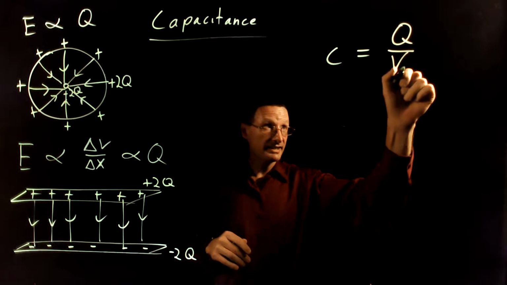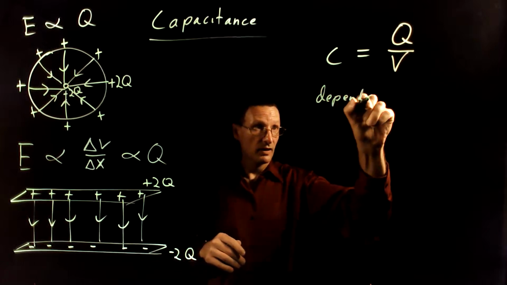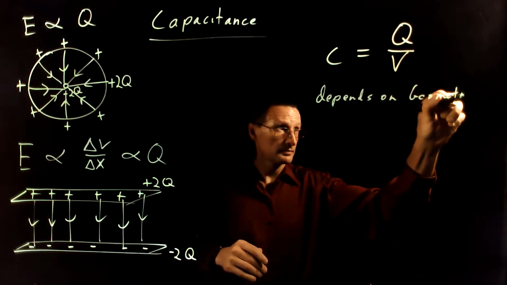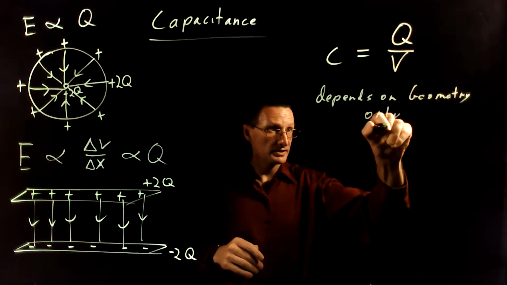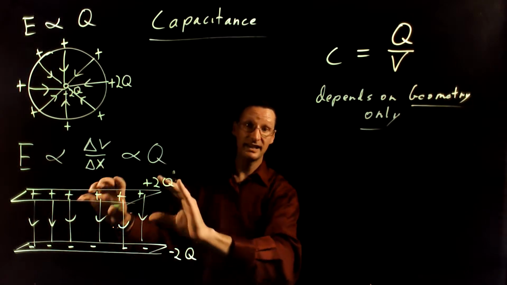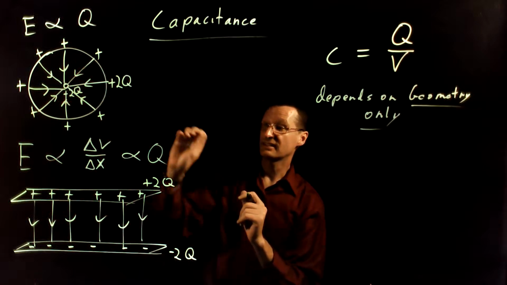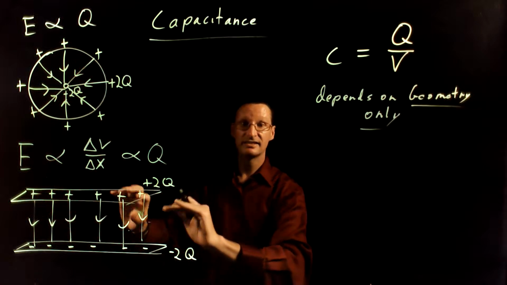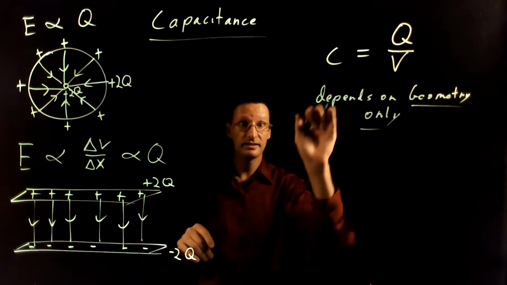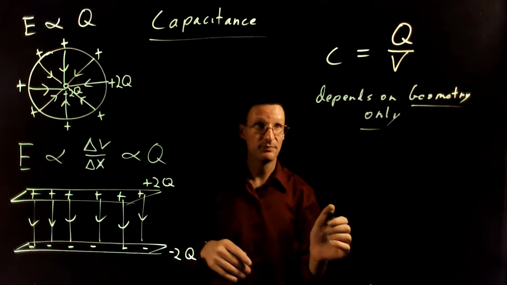And the idea is that it depends on geometry only. Okay, so it only depends on the shape and size of this thing. So this is going to have a different constant than this, but whatever this constant is, no matter how much charge I put on there, that constant will stay the same, because it only depends on the geometry.